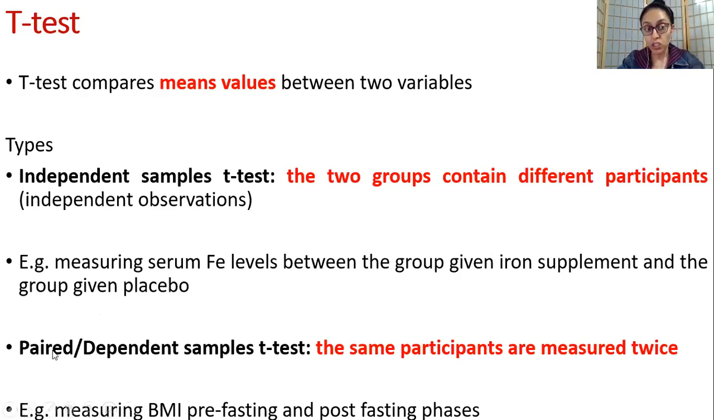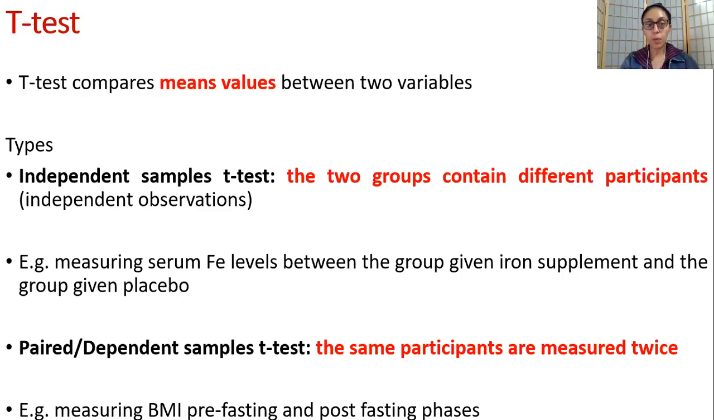Now you have something called the paired or dependent samples t-test. When do you do this? Here you have the same participants measured twice. If you have more than two readings, then a t-test is not applicable. Then you may have to do something like ANOVA, or other techniques like general linear model and repeated measures, which we won't be talking about right now. With a t-test, if you have measured your participant twice, then you can do a paired or dependent samples t-test.